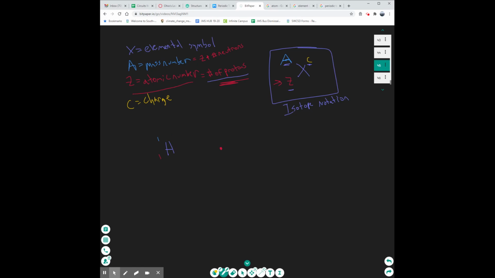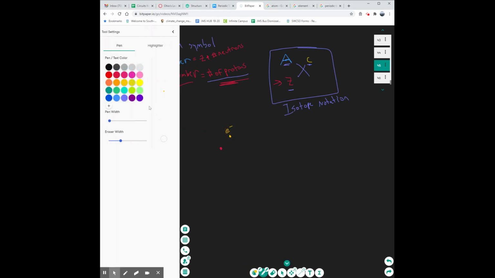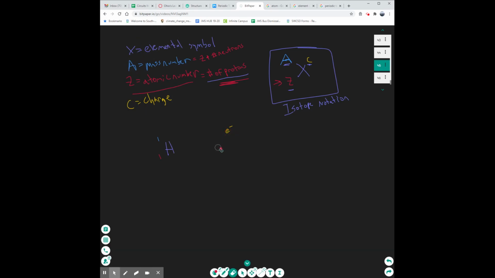So it must be a neutral charge, which means it must have a balancing electron. Okay, so that's an electron like this. And this is a proton like this. That's literally a hydrogen atom. So let's just say this is the nucleus, right? There's the hydrogen nucleus. There's the electron flying around the outside. Boom, done. That's it. Now, I want to introduce the concept of isotopes.